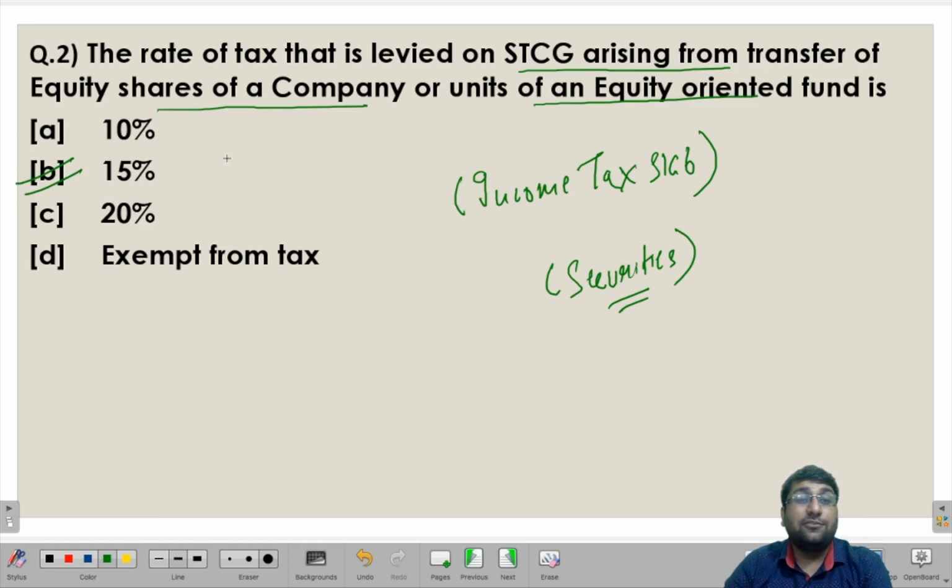You need to be careful here that whenever the question is relating to securities, it would be 15%, and in terms of other properties, that is movable property or immovable property, you need to calculate it as per the income tax slab applicable to the individual. So that will be the situation. Moving to the next question for the day now.